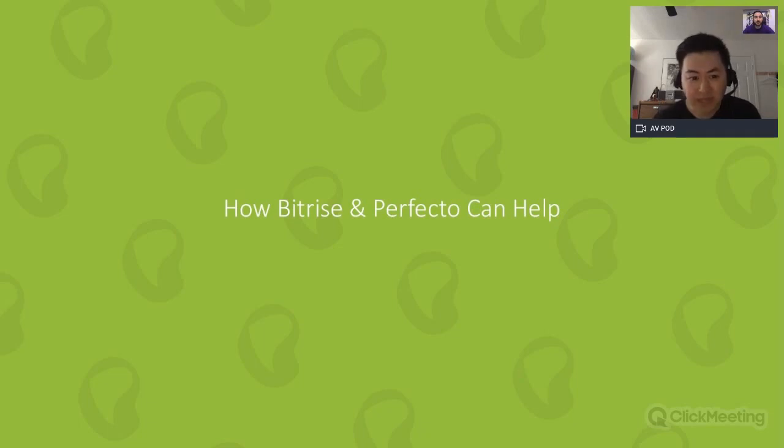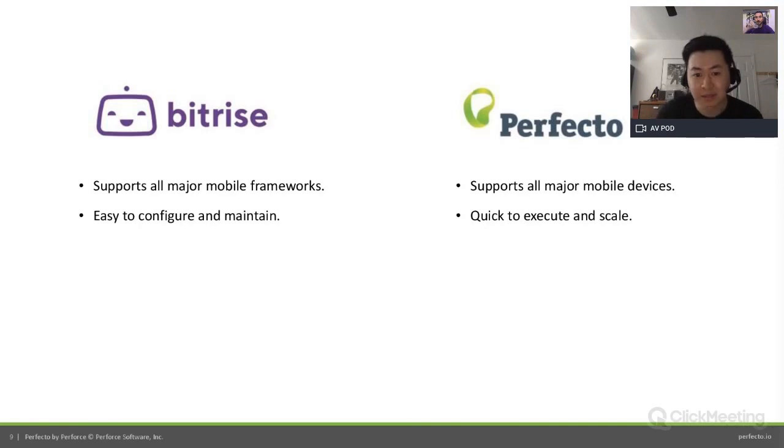So how can Bitrise and Perfecto help? To tackle the common problems that we see across all the shops that we work with, there's really four things that we do really well together. In terms of Perfecto, we support all the devices that you would want to test on. And in terms of execution, we'll give you the scalability to quickly execute and scale. So not only do we serve your current needs, but we also cater towards your future needs as your shop starts to scale.